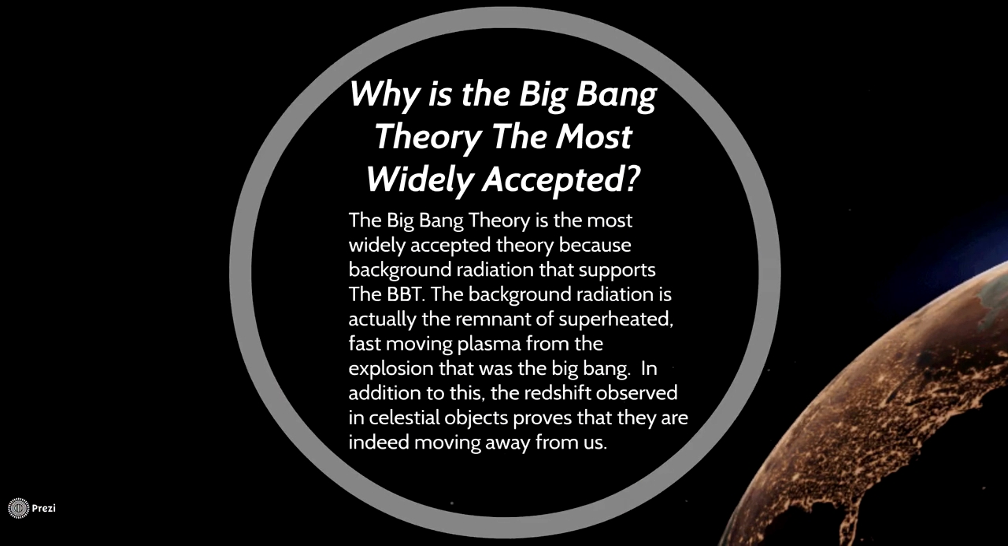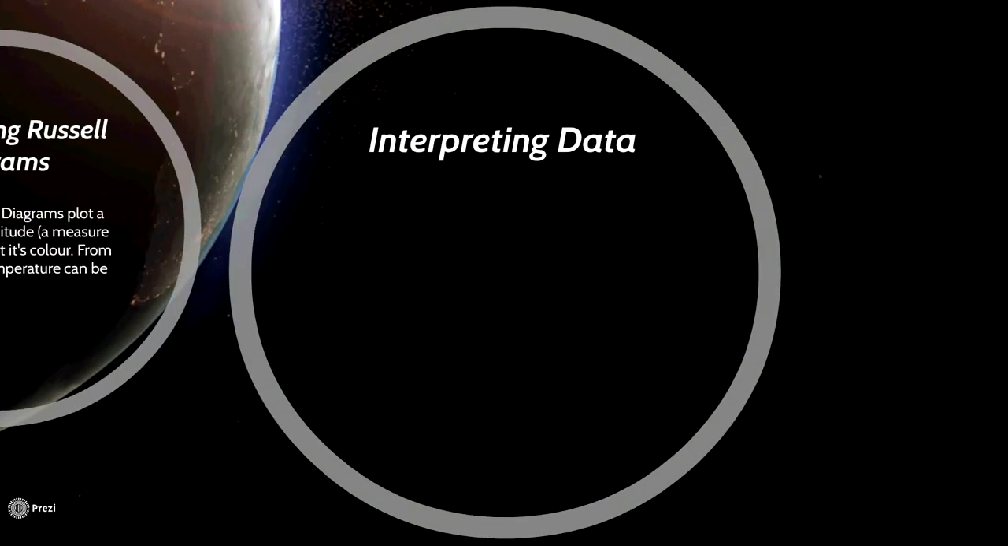The Big Bang theory is the most widely accepted theory because of the background radiation and redshift that support it. The background radiation is actually the remnant of superheated fast-moving plasma from the explosion that was the Big Bang. The redshift observed in celestial objects proves that they are indeed moving away from us. The steady-state theory is discredited because it does not abide by the law of conservation of matter. It states that new matter is created out of nothing.